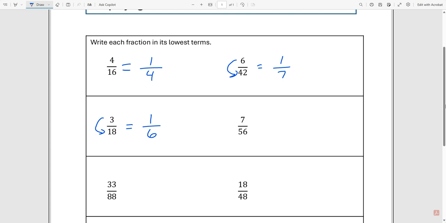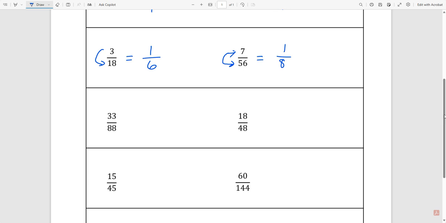And then finally over here, we have 7/56. So 7 over 56, again, look to the numerator. Is that a factor of the denominator? And yes, it is. So 7 divides into 7 one time, and 7 divides into 56 eight times.